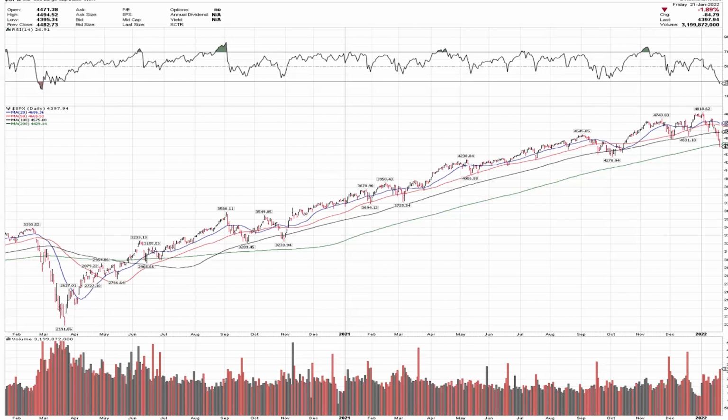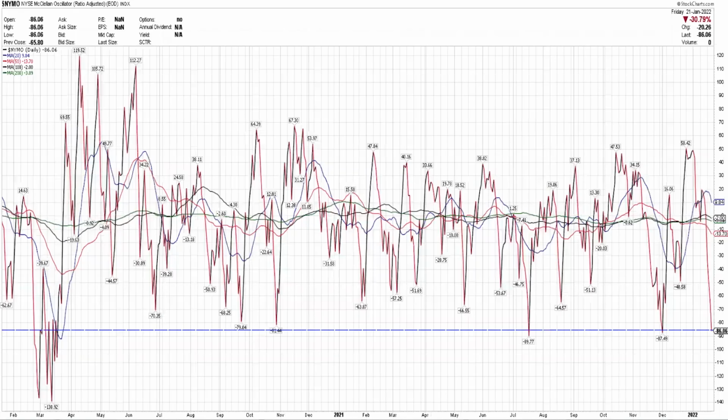So we're going to move down to chart number 2. And chart number 2 is a follow-up from chart number 1. So this is the New York Stock Exchange McClellan Oscillator. And basically what this is, is an internal market momentum reading, and it measures advancing issues versus declining issues. And if we take a look at where we were to start the morning, negative 86.06.